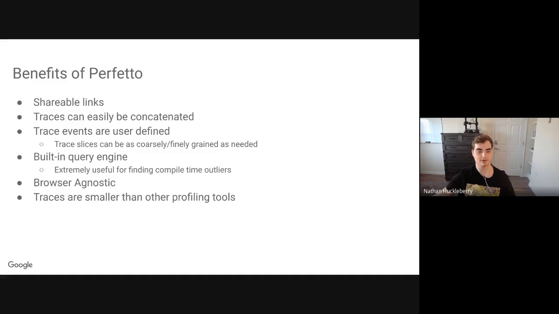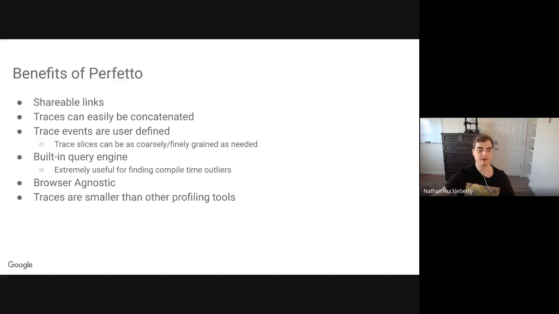The trace events are user defined. So these trace slices can span multiple functions. So if you saw in the trace that I had, one trace just says front end, and it's the entire front end of the compiler. And then the traces can also be more granular than that. So you could have traces that are a part of a function, which is fairly useful if you're trying to actually investigate why something is slow.